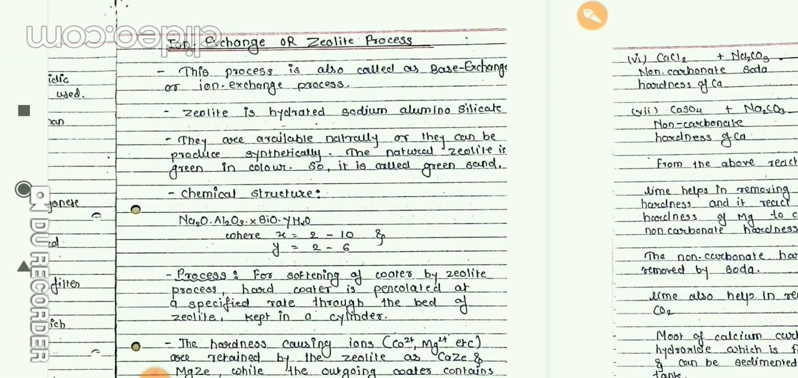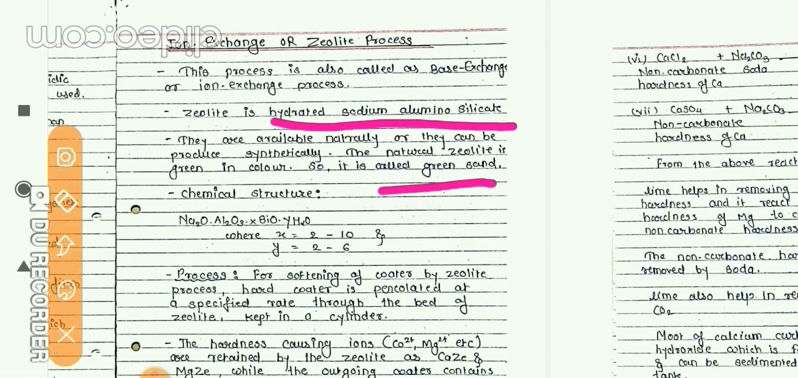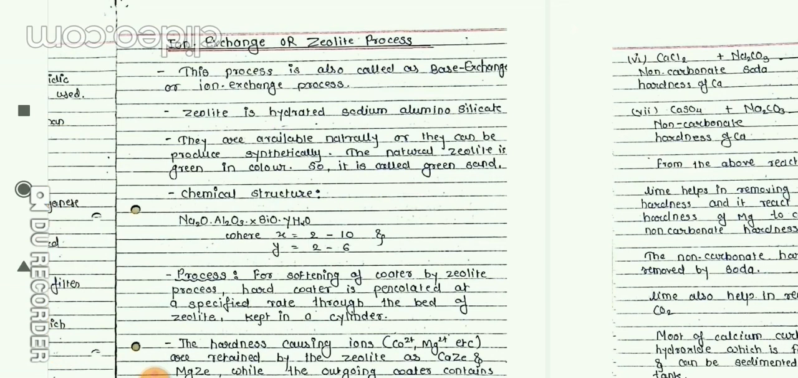It involves exchanging the ions, and is also called base exchange or ion exchange. Zeolite is hydrated sodium aluminum silicate. Zeolite is naturally formed sand, that is green sand. Zeolite can be used for exchanging the ions or treating the water. Hydrated means H2O. Here we can see the chemical structure. H2O means hydrated. Sodium means Na2O.